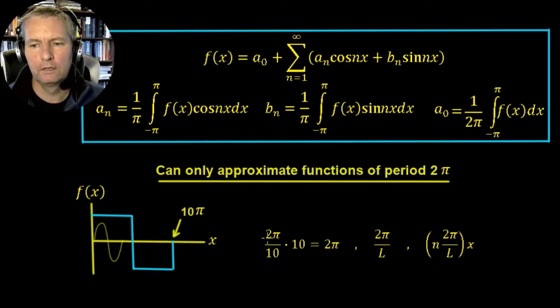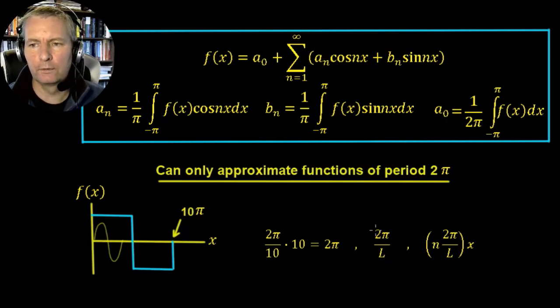In order to get from 10 pi to 2 pi, it would be equivalent to saying 2 pi upon 10 times the 10. Those cancel out and you're left with the 2 pi. So in effect you're multiplying by a factor of 2 pi upon the period, which is 10 pi. If we call the period L, then that's equivalent to multiplying the whole thing by 2 pi upon L.